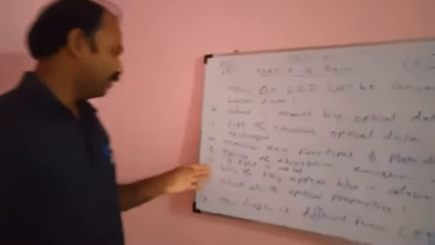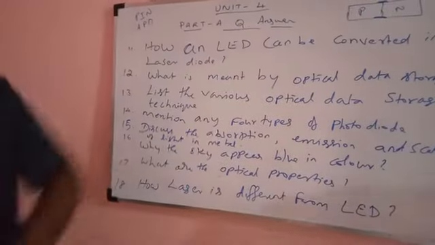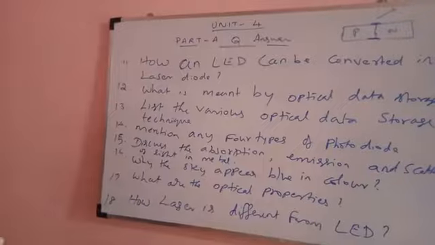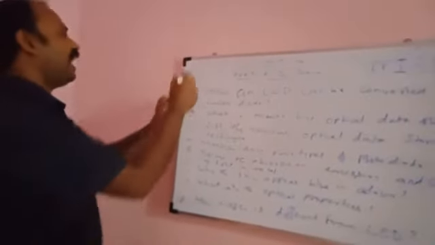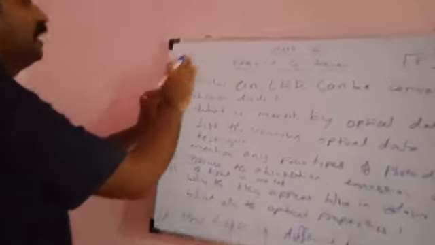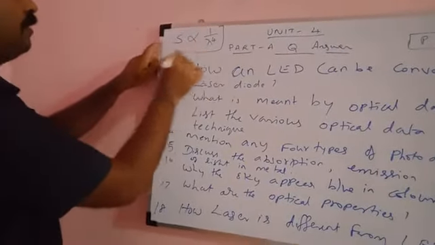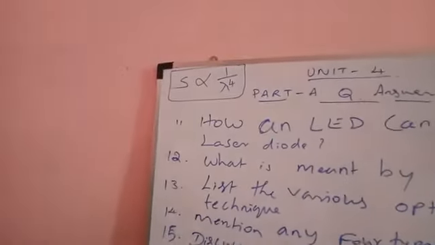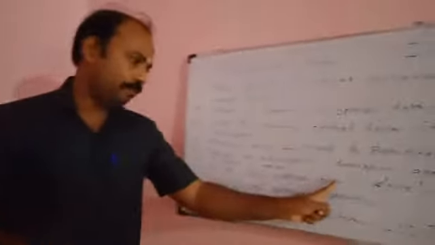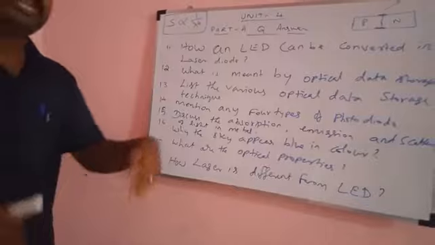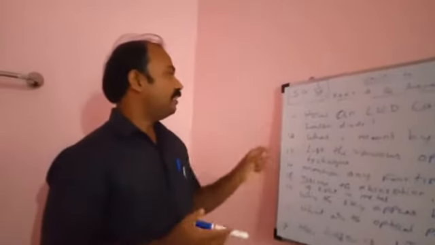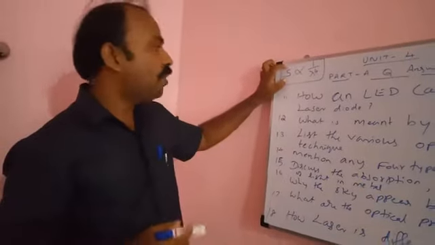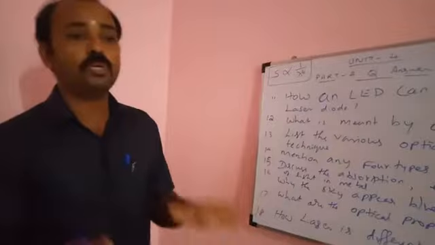So the next question is, why does the sky appear blue in color? It is very simple. The sky appears blue because of Rayleigh scattering law, which explains that the scattering of light is inversely proportional to the fourth power of wavelength. This was explained by the scientist Rayleigh. According to Rayleigh scattering, the amount of light scattered is inversely proportional to the fourth power of wavelength.